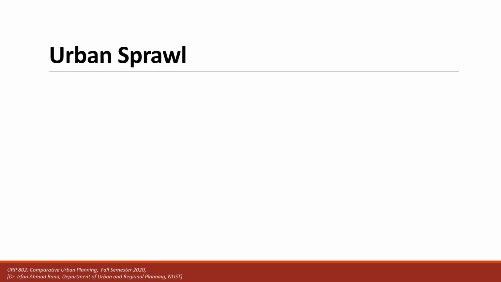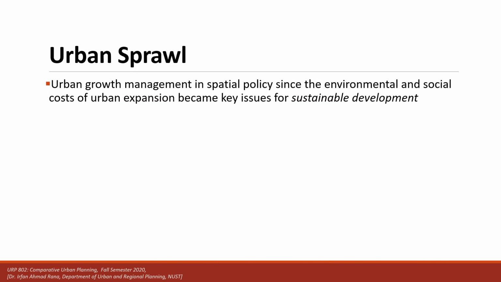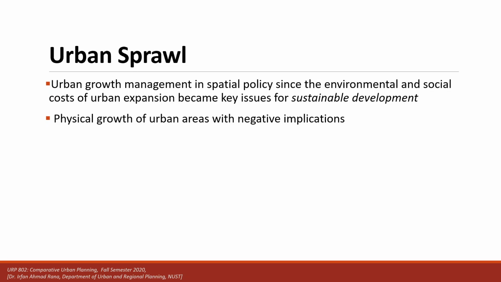Now, urbanization is happening all over the world, and urban growth management strategies have been developed. Some special policies have been developed to manage that physical growth. Sometimes that physical growth has some negative implications on the environment, on the society, on the land. In that term, that sort of physical growth of urban areas is often termed as urban sprawl. However, there is no standard definition for urban sprawl.